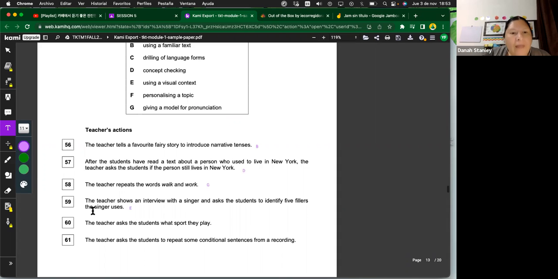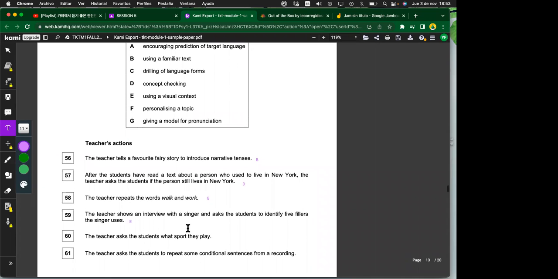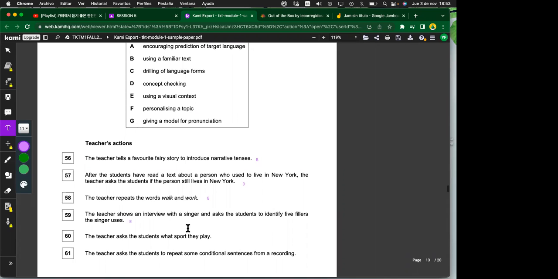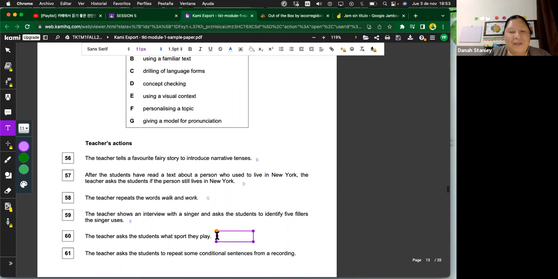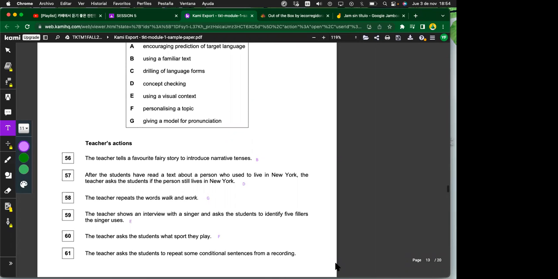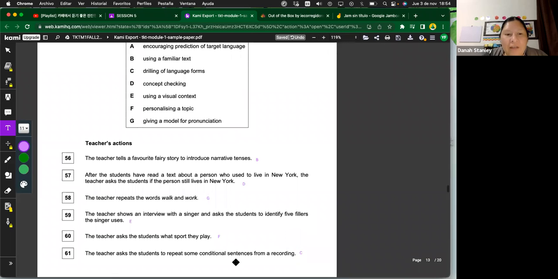Now, the teacher asks the students what sport they play. Is it F? I think it's F. Personalizing a topic. Exactly, very good. Excellent, letter F. Luego, the teacher asks the students to repeat some conditional sentences from a recording. This will be drilling. Should be C, right? Yes, of course. Excellent.